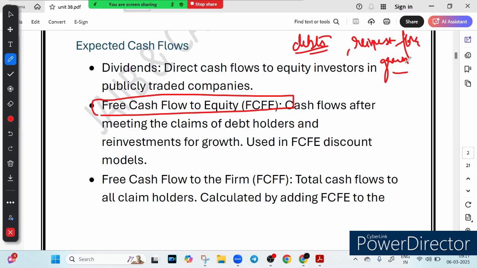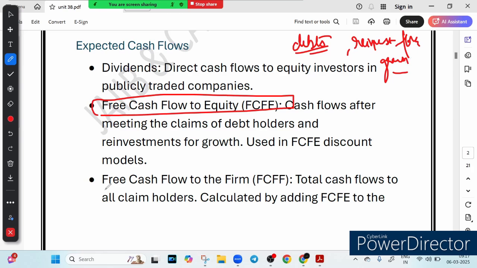So the company has covered its debts, and has set aside some amount for reinvestment for growth. After all this has been done, whatever is left behind is called FCFE, free cash flow to equity. Investors use this FCFE to assess how much of the cash is truly available to shareholders.